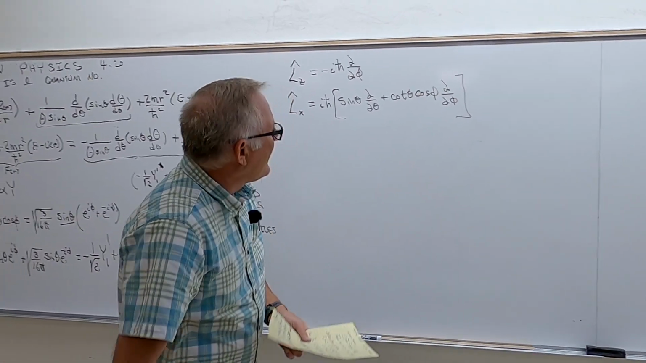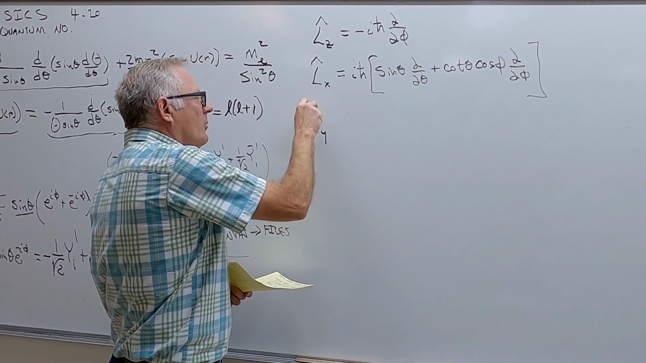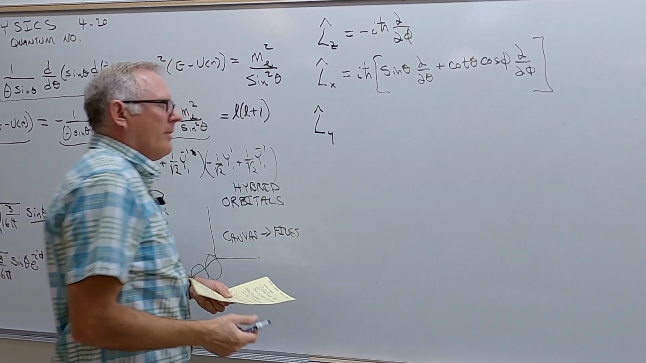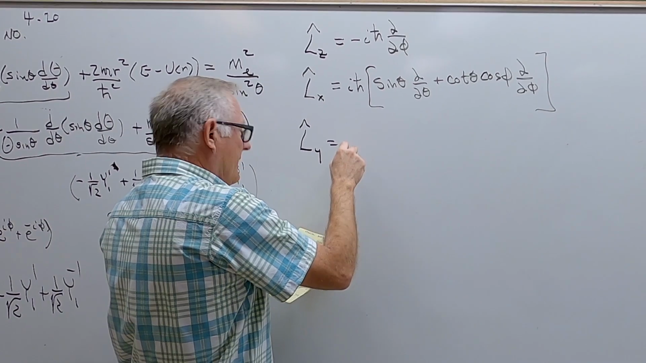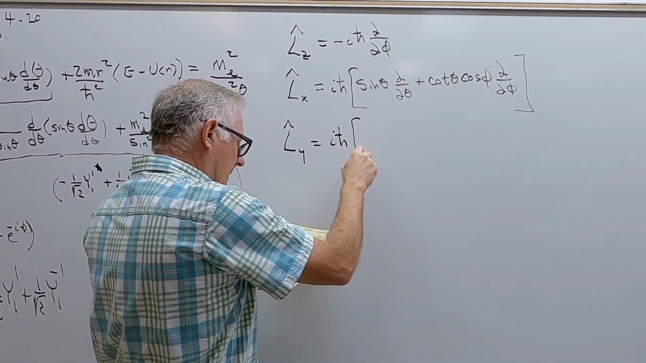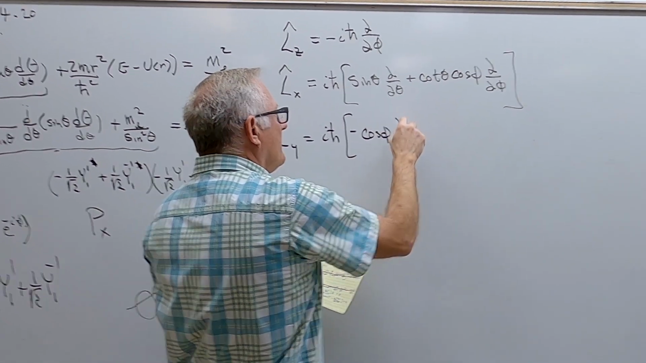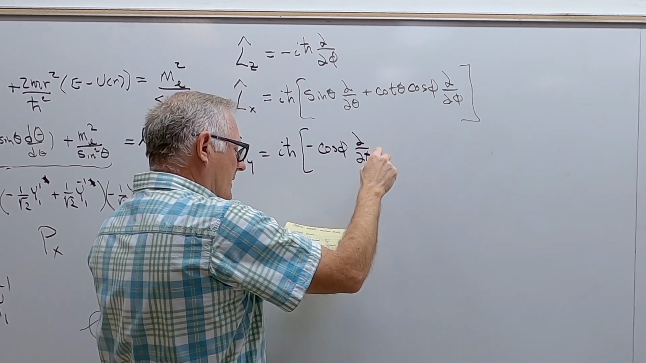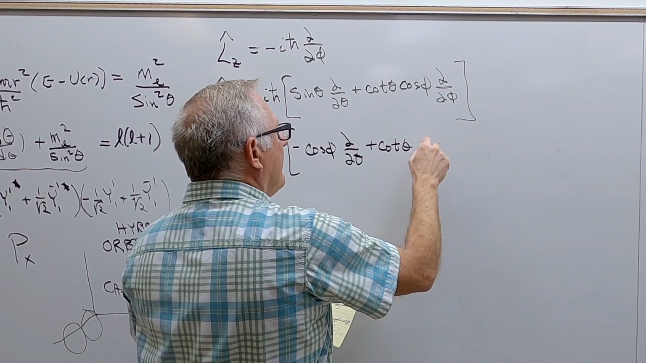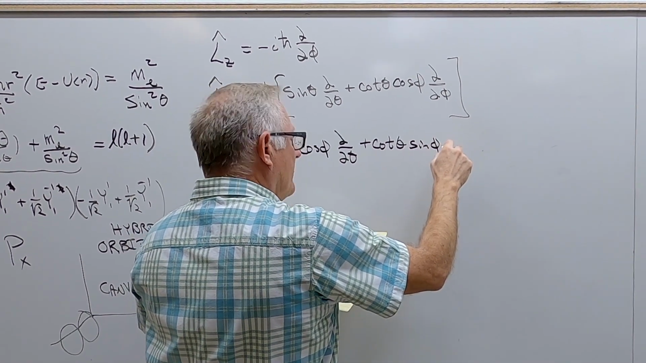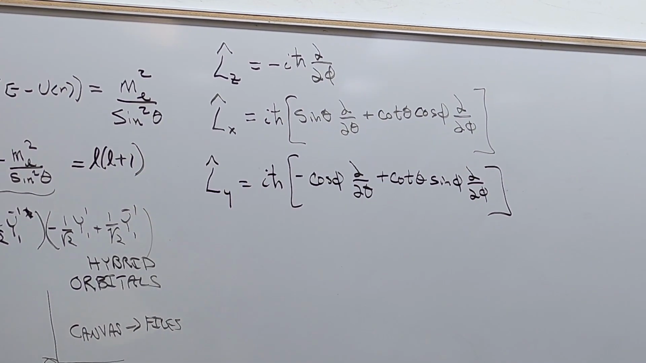Now, what about Ly? We're getting these the same way I got that right there. But Ly, again, is not a very nice one either. It's i h bar minus cosine phi partial with respect to theta plus cotan theta sine phi partial with respect to phi. So again, these aren't very good right here.